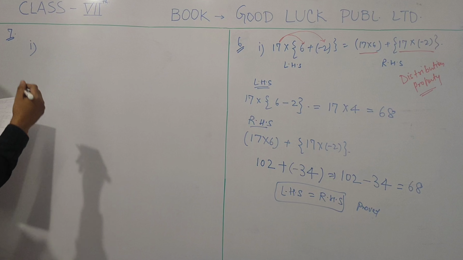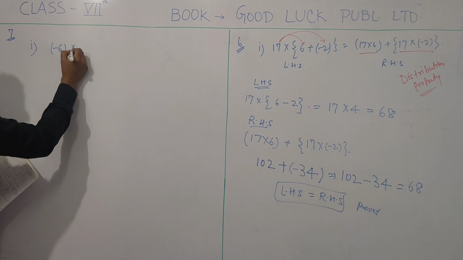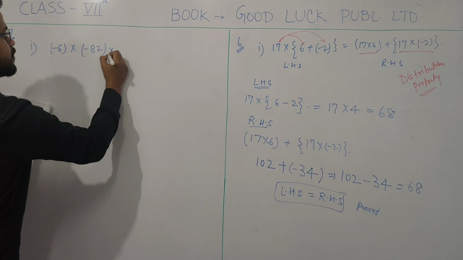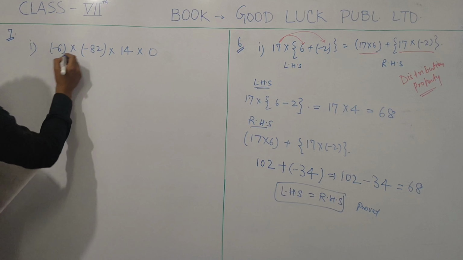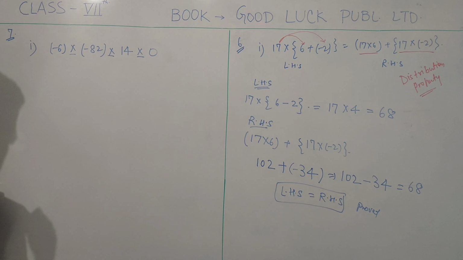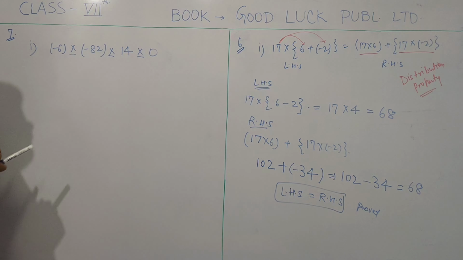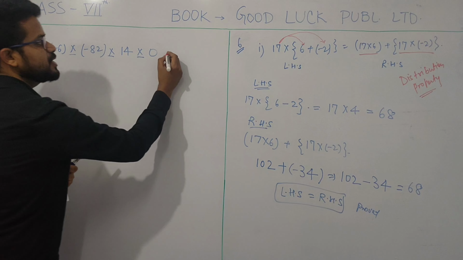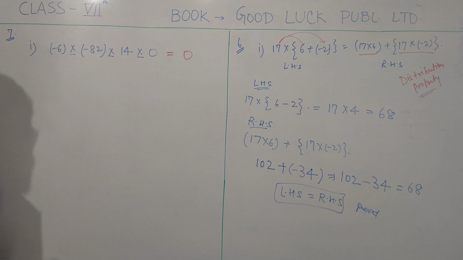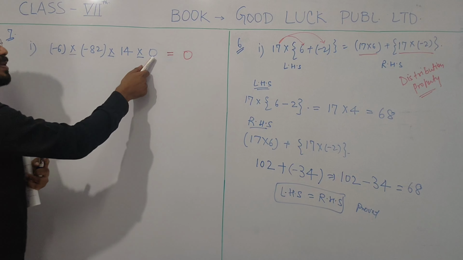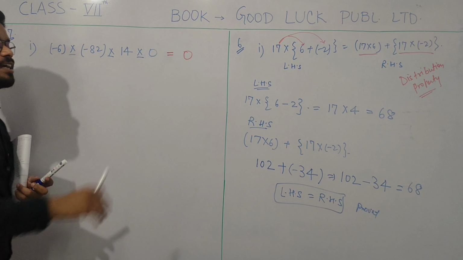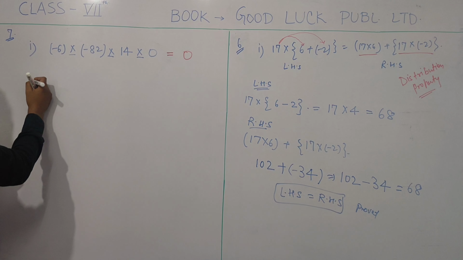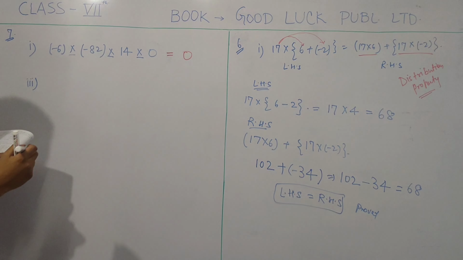So first one is minus 6 into minus 82 into 14 into 0. All are in multiplication. I think you all know that whenever a number is multiplied by 0, we always get 0. Whenever something is multiplied with nothing, we always get nothing. So the answer here is 0. Now come to question number 3. Question number 2 is your homework.